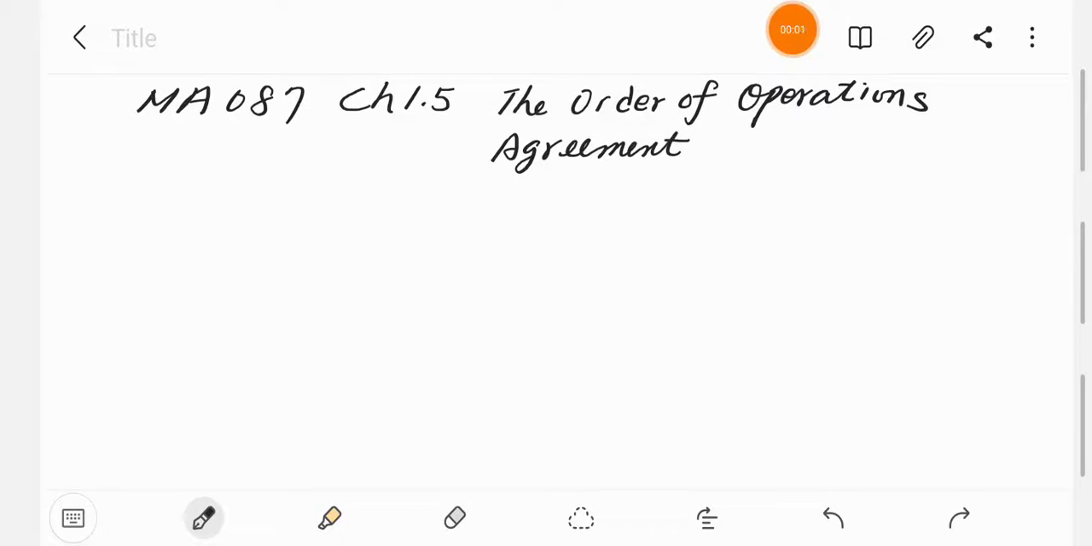Okay. Chapter 1.5, the order of operations agreement. This section will explain the order of operations.